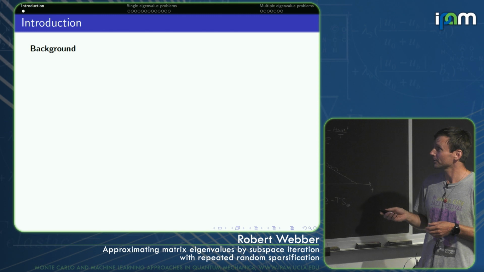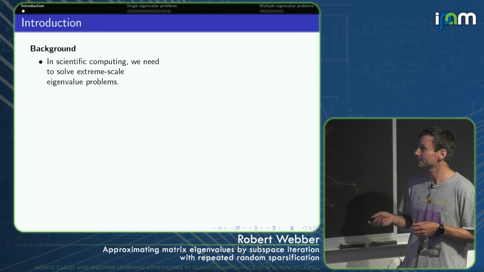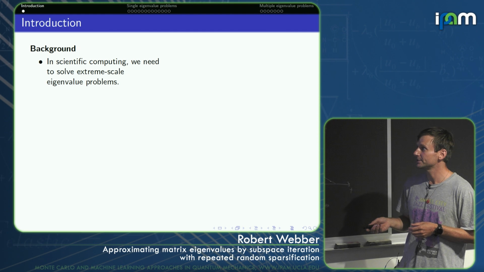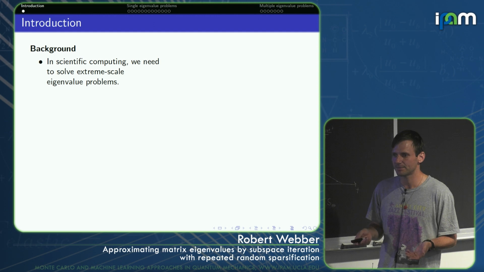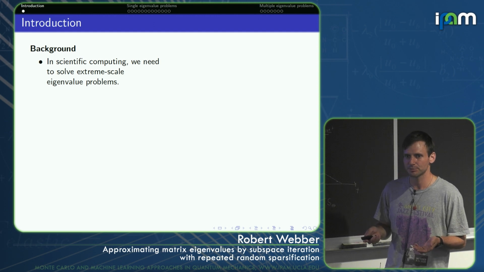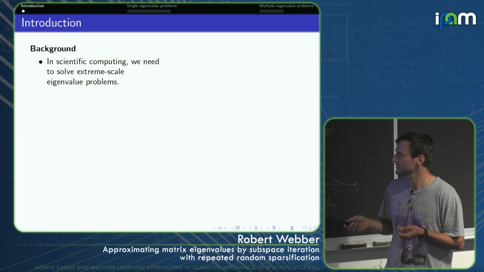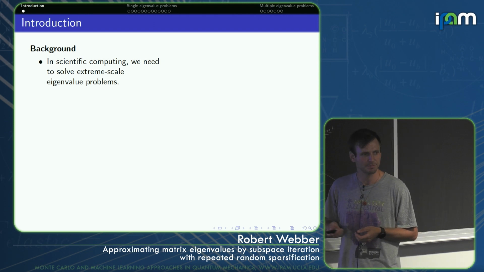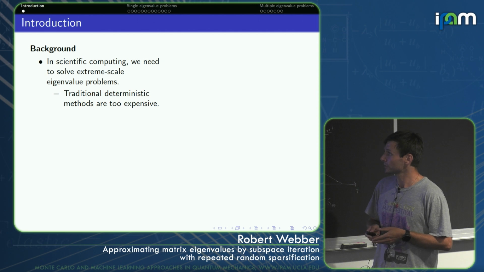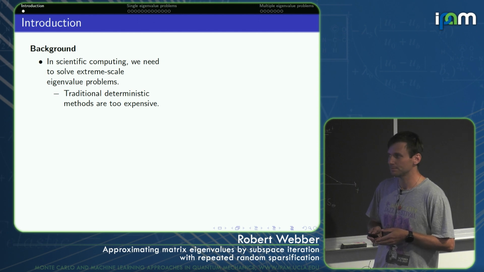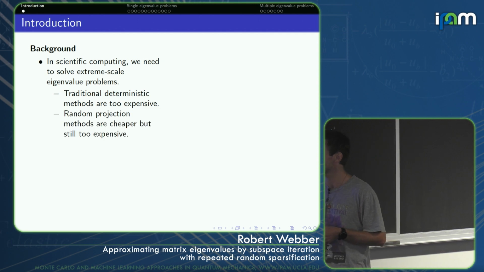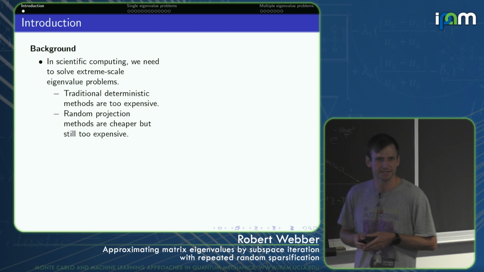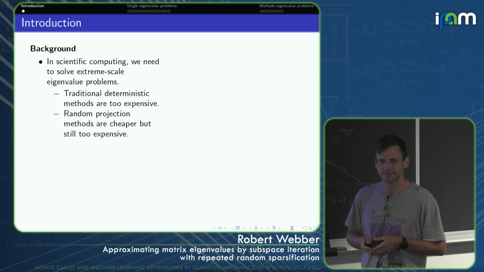The background for looking at these issues is that all the time in scientific computing, we need to solve extreme scale eigenvalue problems. So well beyond just quantum many-body calculations, large eigenvalue problems are everywhere. And these could be 1,000,000 by 1,000,000 matrices. They could be 1,000,000,000 by 1,000,000,000 matrices. Traditional deterministic methods will definitely be too expensive. In my field of randomized numerical linear algebra, there are random projection methods, which are maybe 10 times cheaper, but that's not going to take you to 1,000,000 by 1,000,000, 1,000,000,000 by 1,000,000,000 matrices.